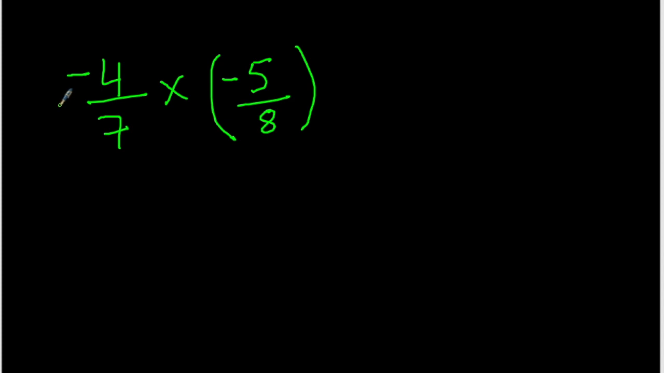Now let's look at this last example on multiplication. We have negative 4 over 7 times negative 5 over 8. Let's see if anything can be simplified before we solve this problem. When we look at the first fraction, this cannot be simplified, meaning that there's not a common number that can go into 4 and 7. And when we look at the second fraction, this also cannot be simplified.